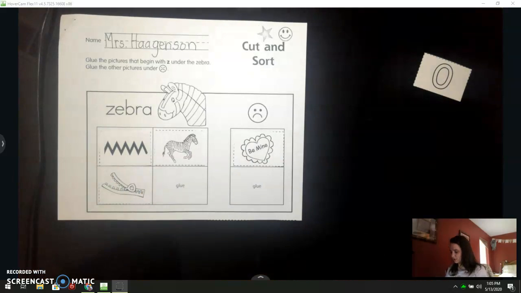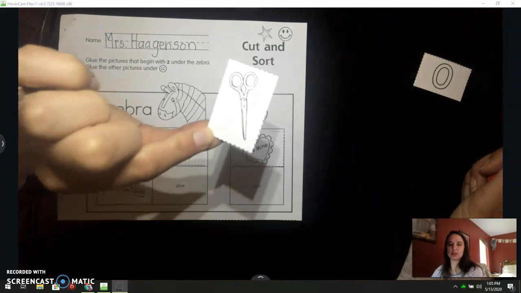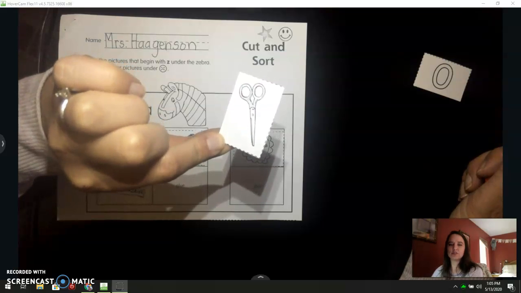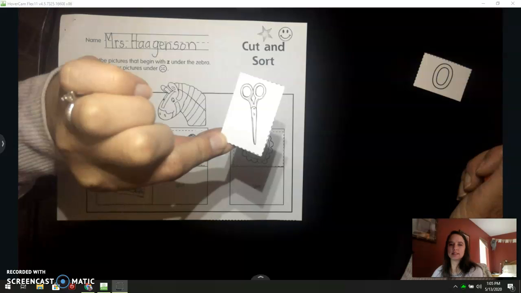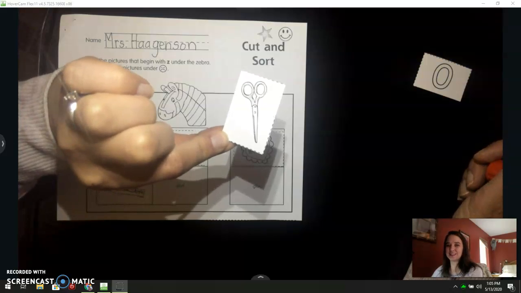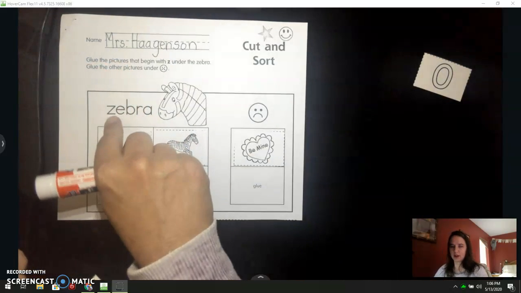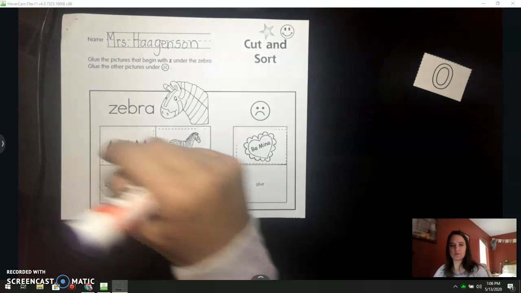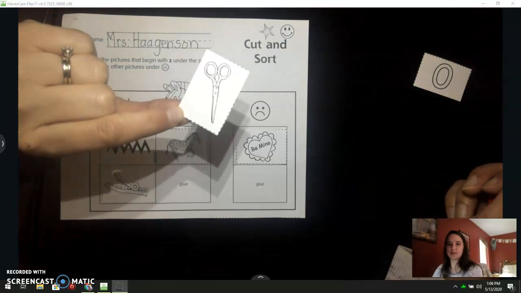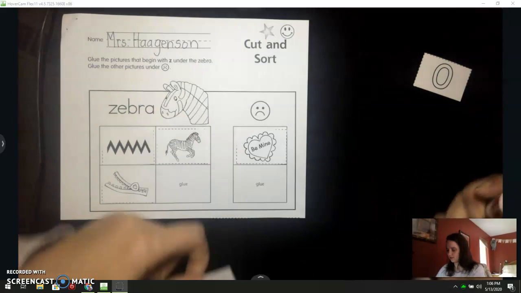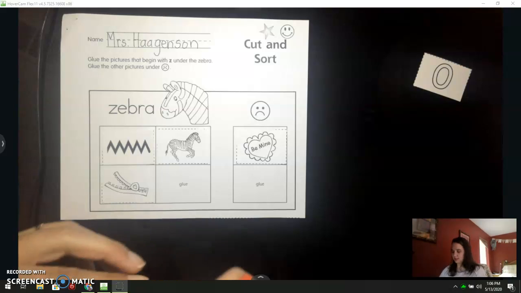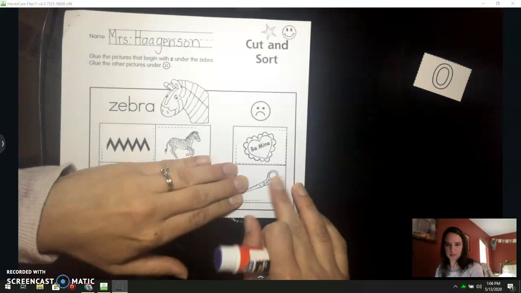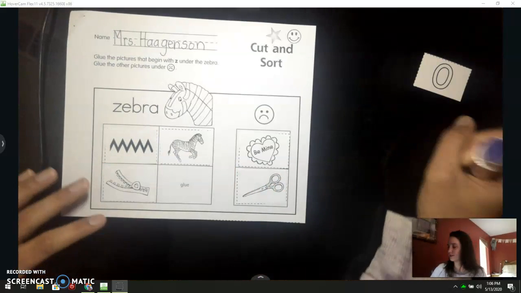Let's pick up scissors. Scissors. What's the first sound you hear? Yeah, that's a letter S sound. Zebra. Does this start with the S sound? Nope. If this started with Z, they would be called zizzers. That's a silly word. That kind of makes me laugh. Zizzers. Could you imagine? Grab your zizzers.